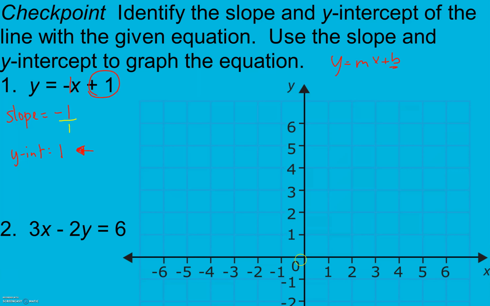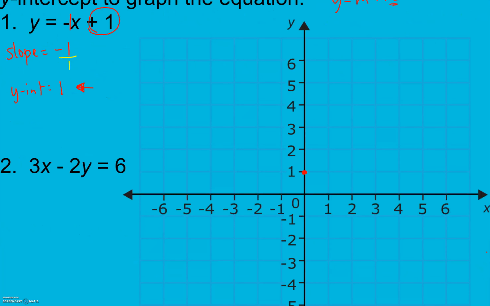B is where we begin, and that's my y-intercept. My slope is -1 over 1, so I'm going to go down 1 over 1. Down for a negative rise, run.